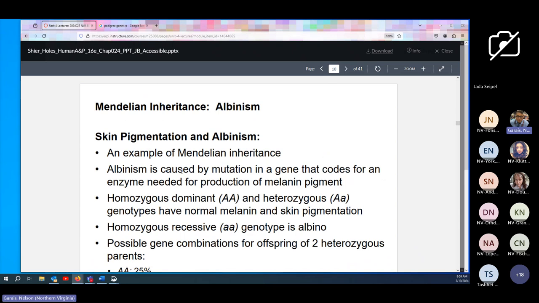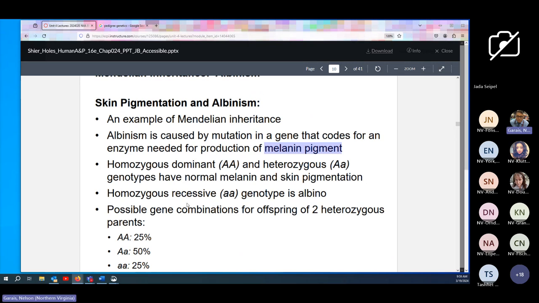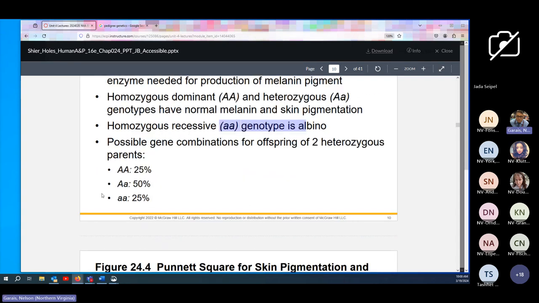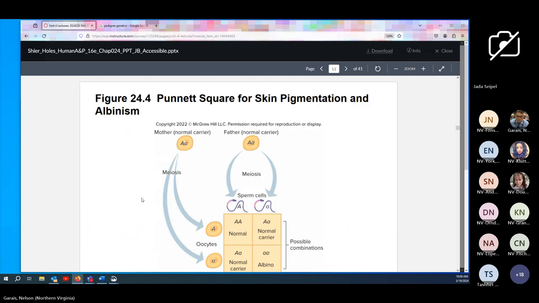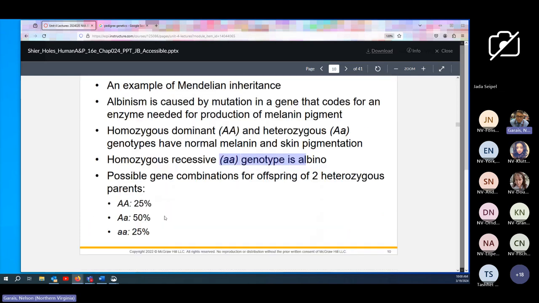So let us look at another disease, and that disease is albinism. So what do we need to know? We need to know that the gene mutation deals with melanin, okay? If you're homozygous dominant and heterozygous, you're gonna have normal melanin, normal skin. But if you have homozygous recessive, aa, you will be a what? An albino. And the possible combinations are 25%, 50%, and 25%. So let's look at how they figured this out.